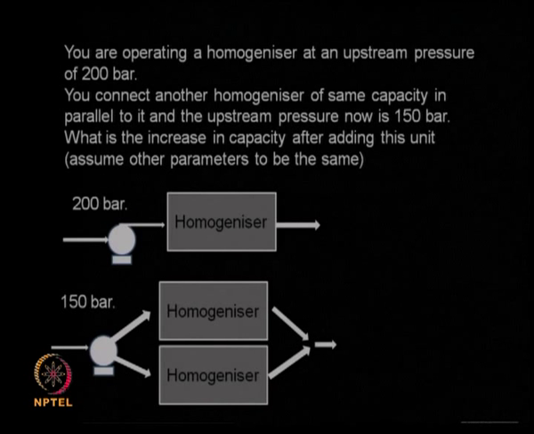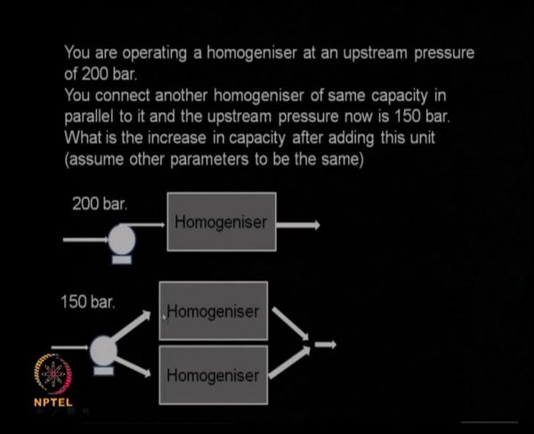Let us look at a problem before we go further. Imagine you are operating a homogenizer. As you know, homogenizer operates at high pressure, so you are using 200 bar, and this cell slurry is pumped inside the homogenizer, and the outlet from the homogenizer comes out with broken cells and metabolites containing all the intracellular material.